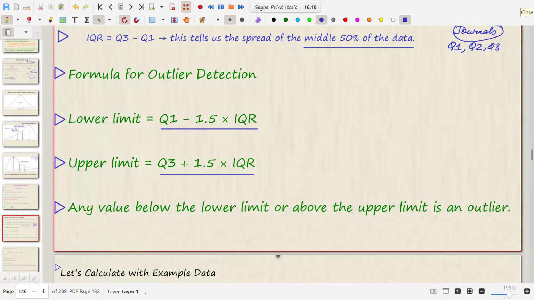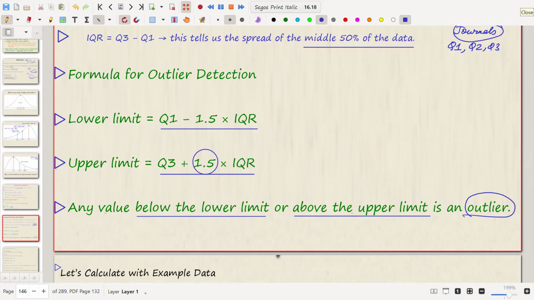Now many of you might ask why 1.5 has been chosen. That's the rule of thumb. It is a standard procedure. You can still go into the details of statistics on why 1.5 is chosen, but you will see that 1.5 is an ideal candidate to detect outliers. So any value below the lower limit or above the upper limit will be an outlier.